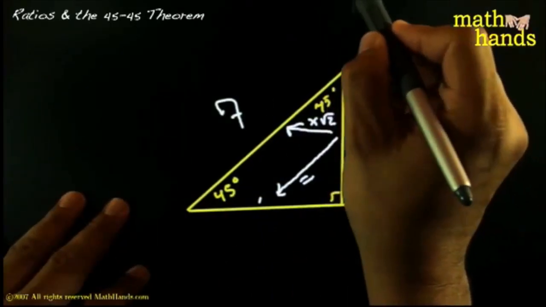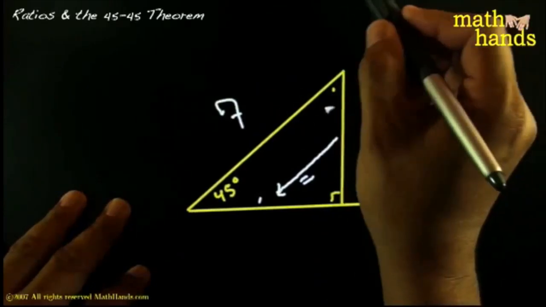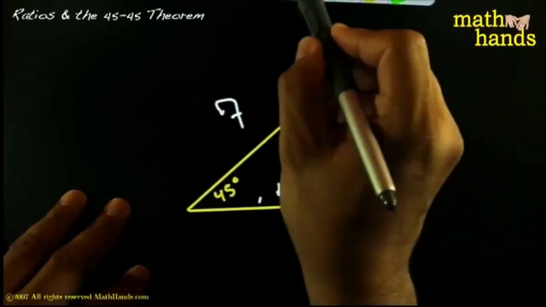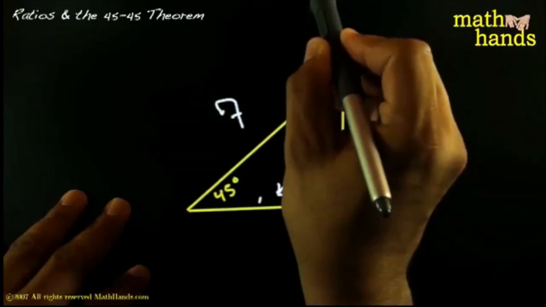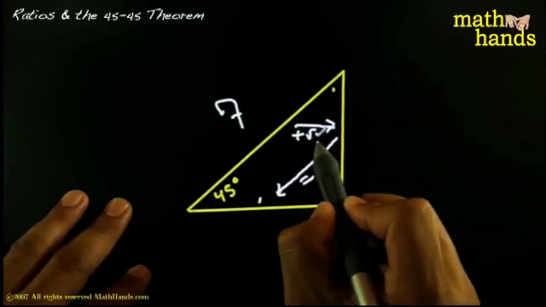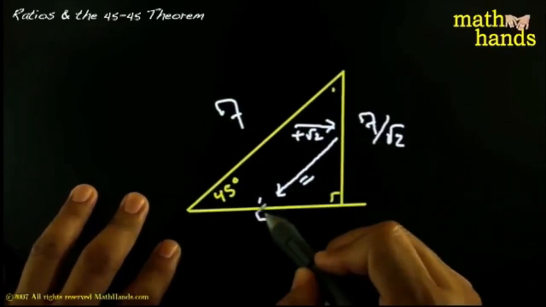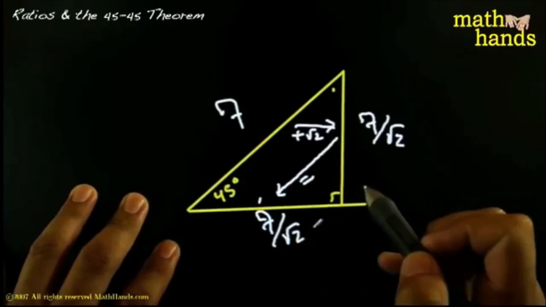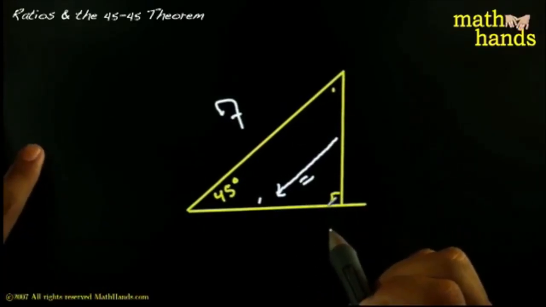That means that, let's erase this, that means that to go this way, to go that way, you would have to divide by the square root of 2. So this would be 7 divided by the square root of 2. Now these two are equal, so this would be 7 divided by the square root of 2. Get it? Too easy, right?